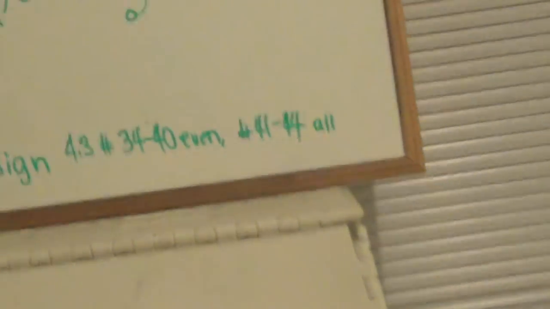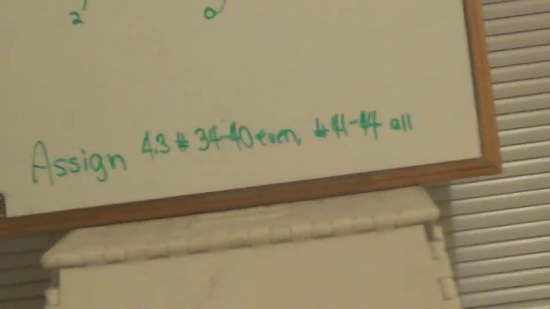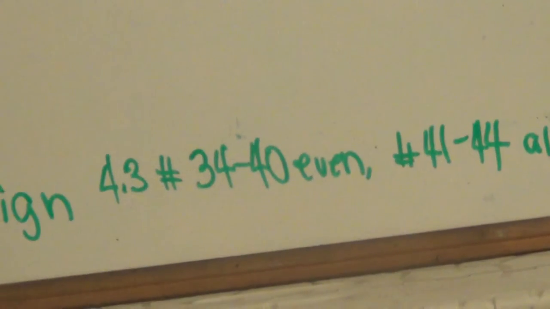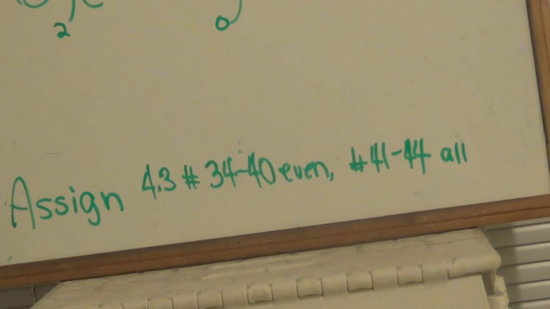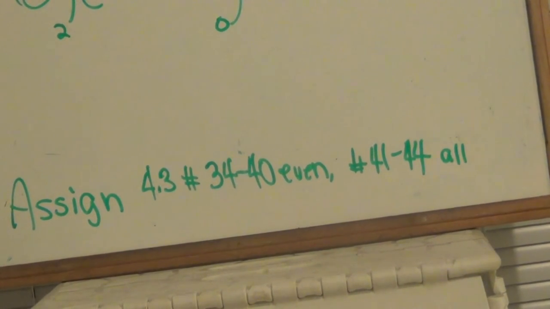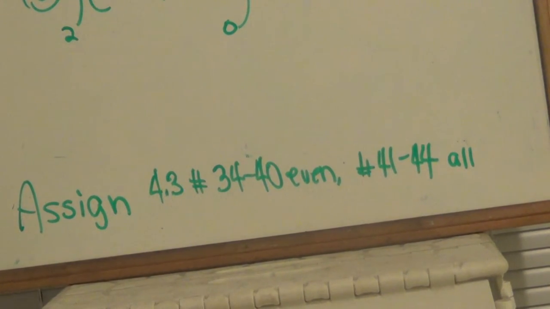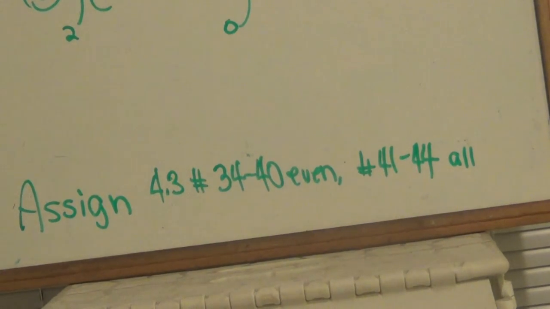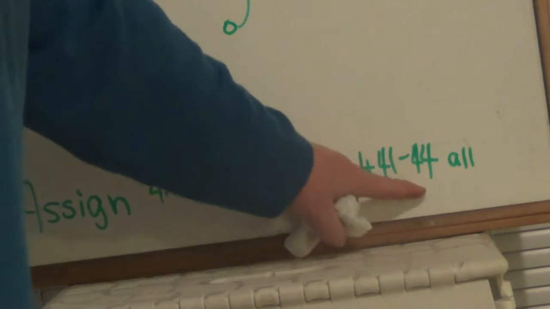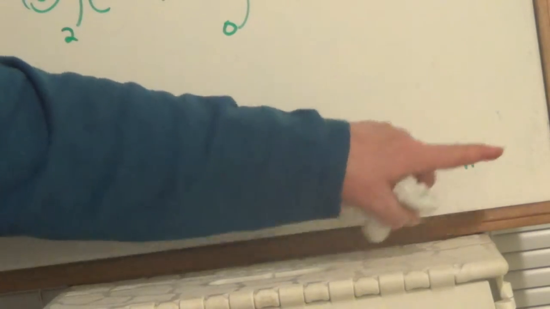But here is the assignment. The assignment is section 4.3, number 34 to 40 even, and then number 41 to 44 all. Now those have 4 parts, A, B, C, and D, and I want them all done.